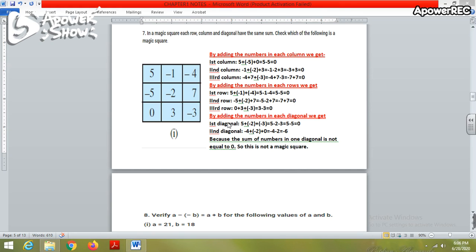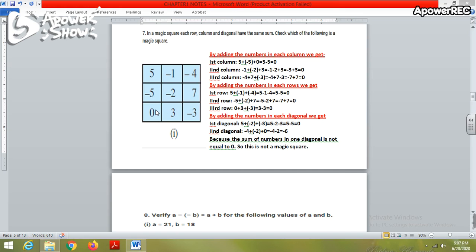Now let's find out the sum of the numbers in each diagonal. So here we have the first diagonal, and the numbers are 5, minus 2 and minus 3. So the sum is 5 plus minus 2 plus minus 3, which equals 5 minus 2 minus 3. Again, minus 2 minus 3 equals minus 5, and 5 minus 5 equals 0.